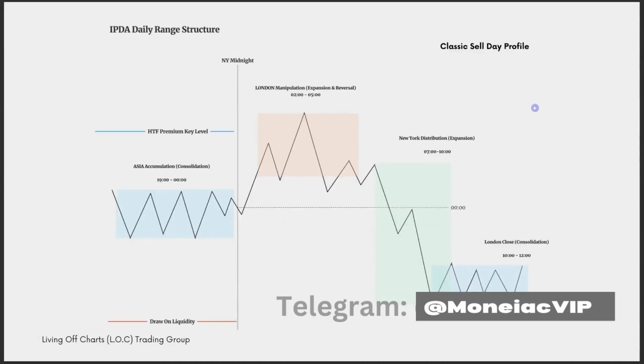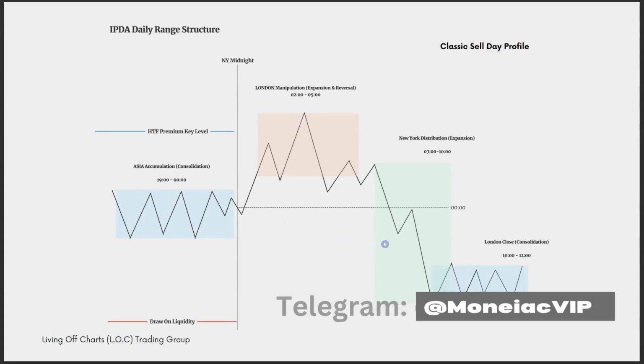Now the same thing with a classic sell day profile, right? We've got a higher time frame key level first of all, and we need to have a draw on liquidity. Now we want to see an Asia session accumulation again, right? Our IPDA market cycles, consolidation, and then we want to have that again, very important, before that higher time frame premium key level. Then London session manipulates higher into that key level, and then we'll see a distribution phase lower. And again, if the draw on liquidity has not been hit and London has expanded below New York midnight opening price as well, then New York can also still be an expansion phase.